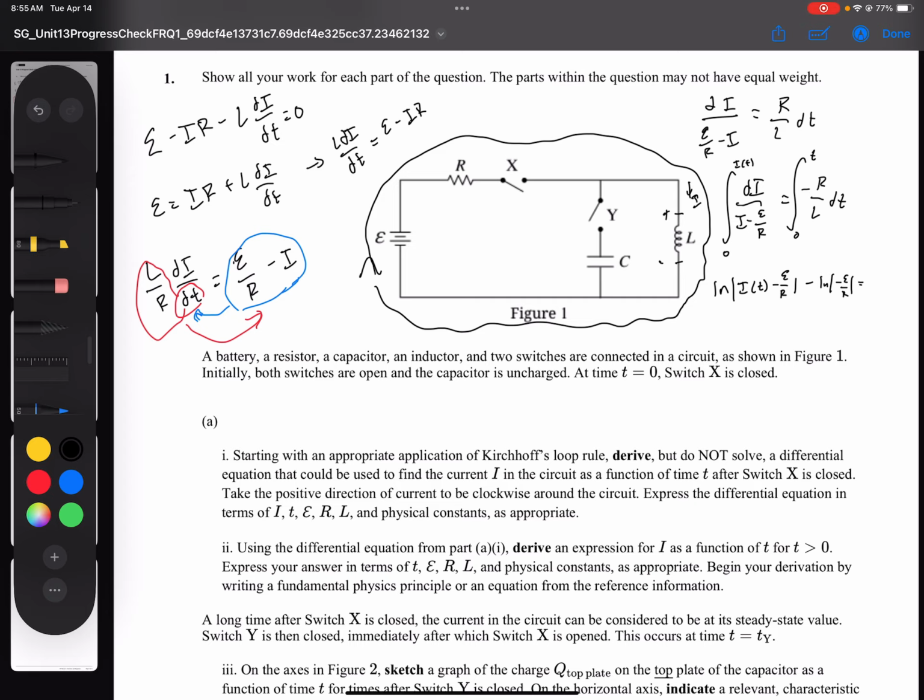Okay, and then on the right-hand side, the integral of dt is just t, right? And then if I go from upper bound to lower bound, that's just t minus 0. So I just have negative R over L times t.